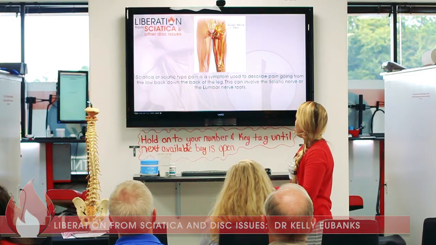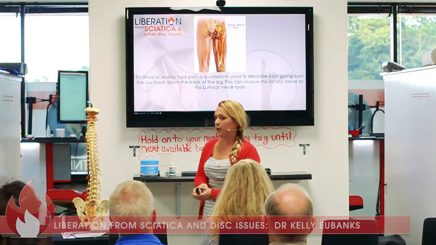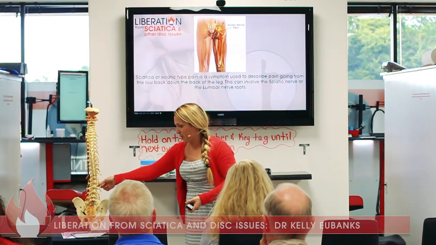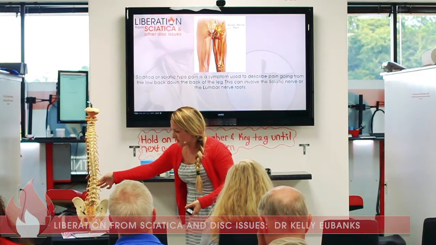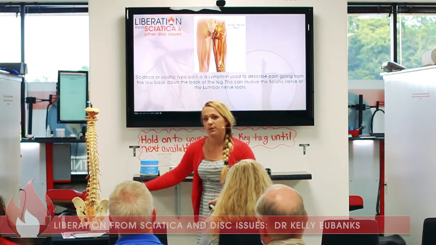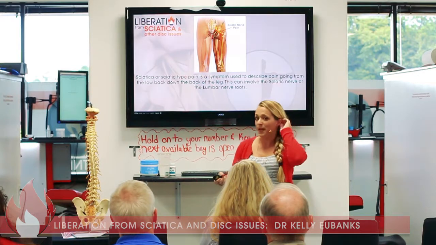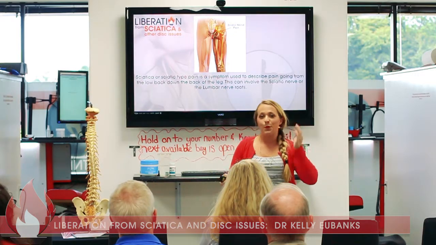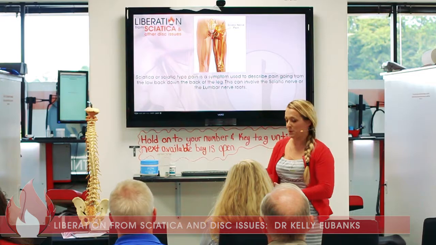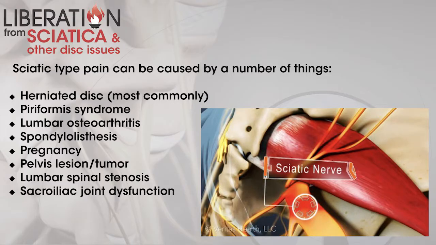It can involve the sciatic nerve or the lumbar nerve roots. The lumbar nerve roots are here. So the nerve roots that come directly off of the spinal cord, those are the lumbar nerve roots. When you have sciatic type pain, you don't know exactly what's causing it. It could be a number of different things. So these are the things we're going to be going over tonight. These are the different types of things that can cause sciatic type pain.